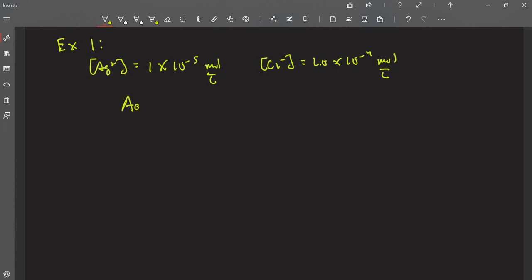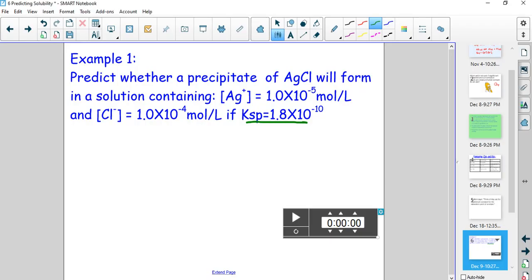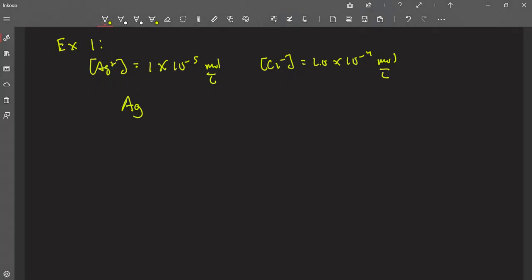All right, now what the question doesn't give us, which is fine, is the dissociation here. Silver chloride is going to dissociate, fortunately for us, although it wouldn't be too much more challenging if it wasn't, in a 1 to 1 ratio. So that means our QSP expression will look like this.